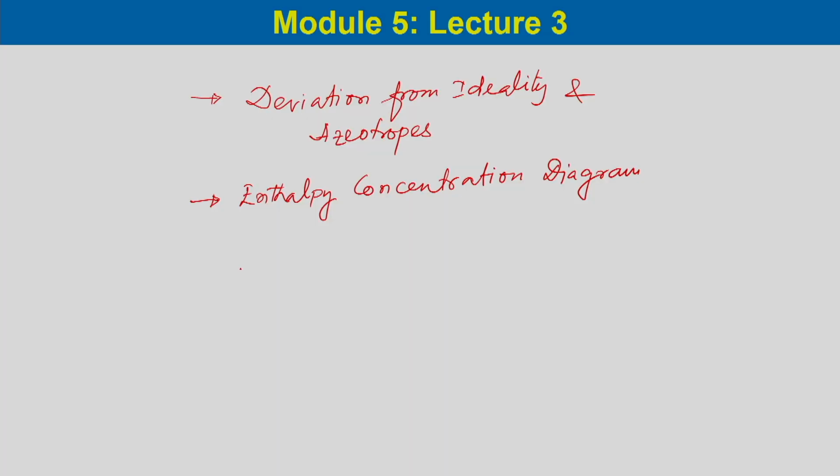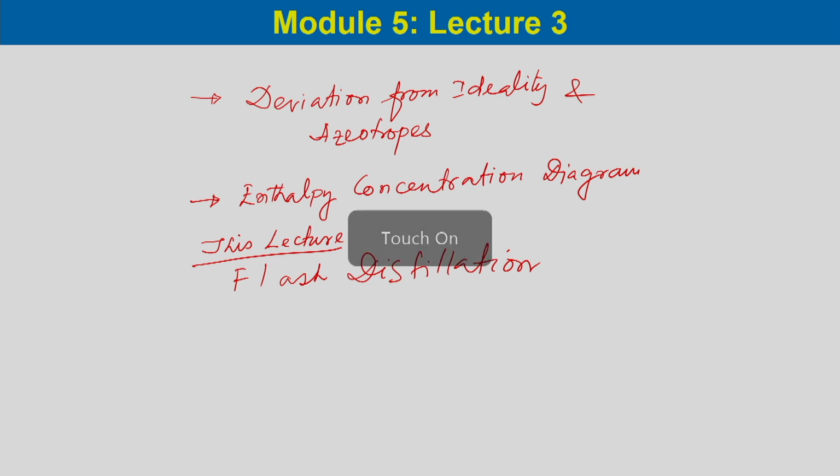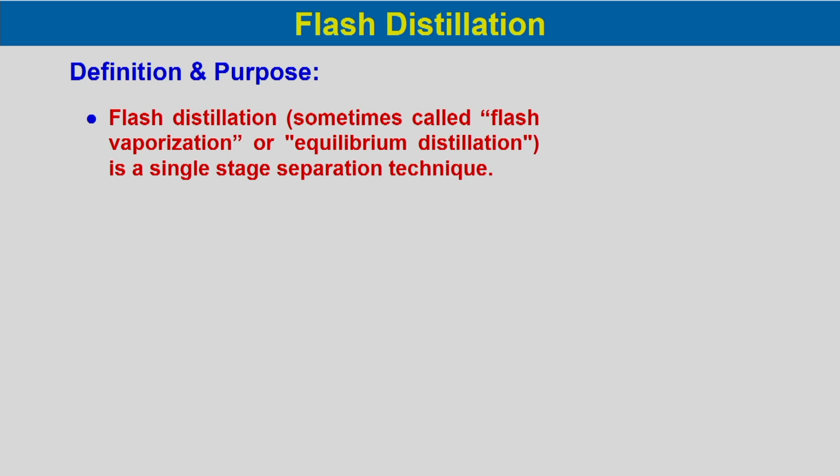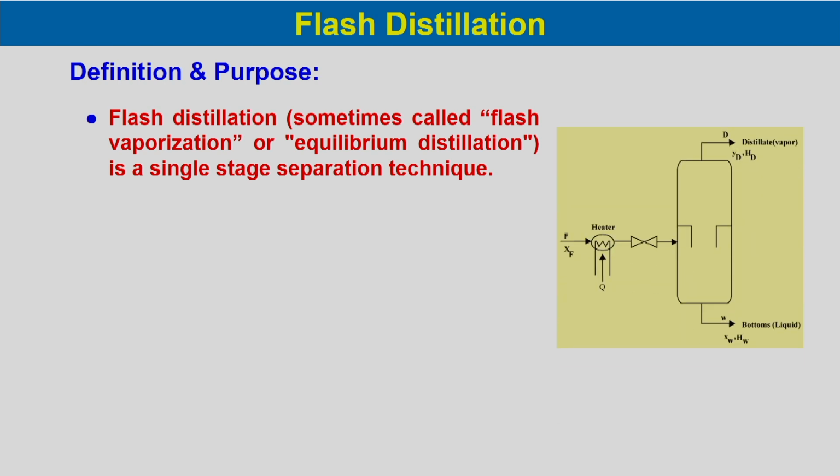Now, in this lecture we will mostly concentrate on flash distillation. Let us define what flash distillation is. Flash distillation, sometimes called flash vaporization or equilibrium distillation, is a single stage separation technique by distillation. It is a single stage separation, and you can see the typical flash distillation unit shown over here.